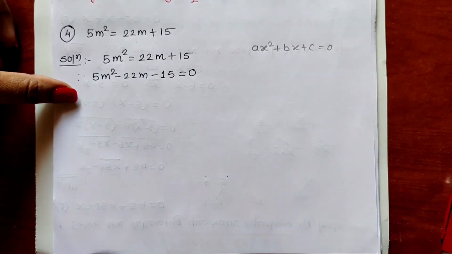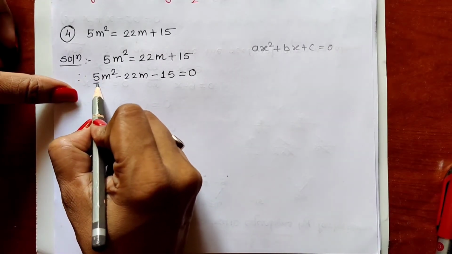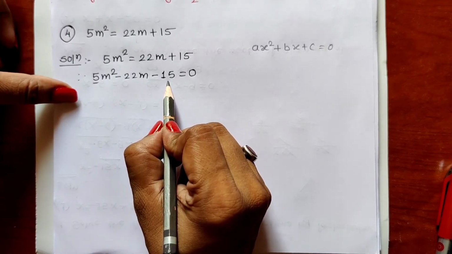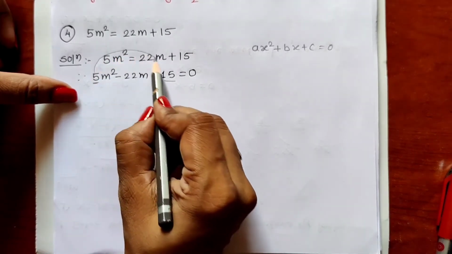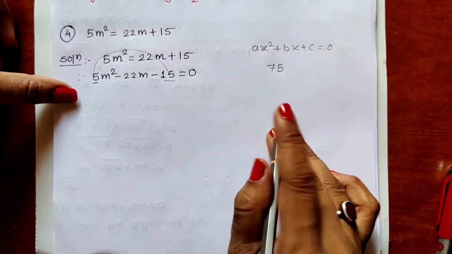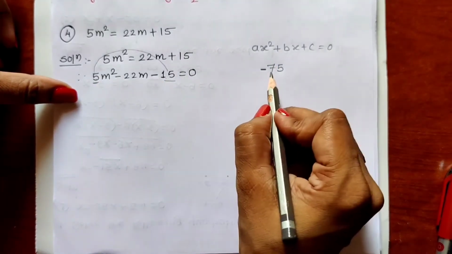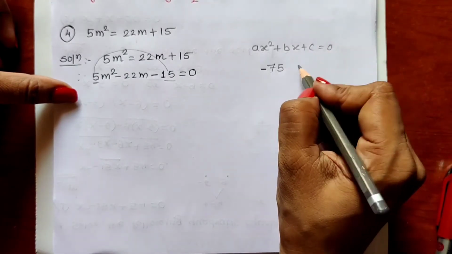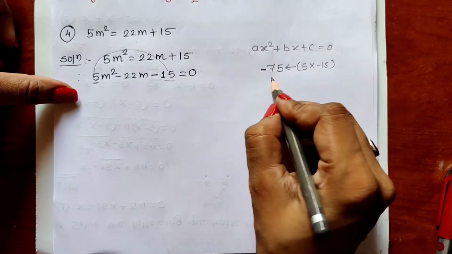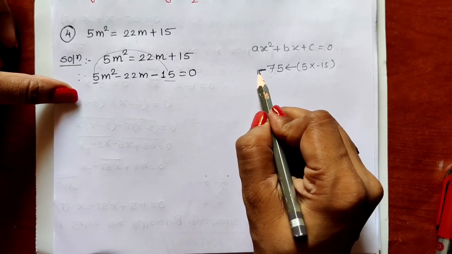Now we have to see whether the coefficient of the first term is greater than 1 or not. Here it is greater than 1. So we cannot find the factors of 15 only. We will have to find the factors of 15 5s are 75. We have to find the factors of 75. What is the sign? Minus sign. Plus 5 minus 15 means minus 75. Answer is minus 75. We have got it by 5 multiplied by minus 15. Answer is minus 75.